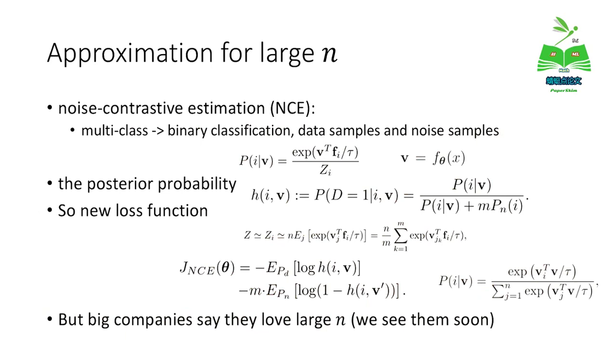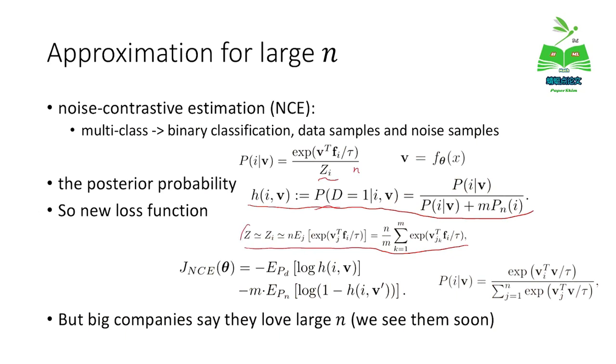Okay, so based on the previous result, we have this one, and then because the Z is also based on n, now they will use a much smaller number m to replace the value.